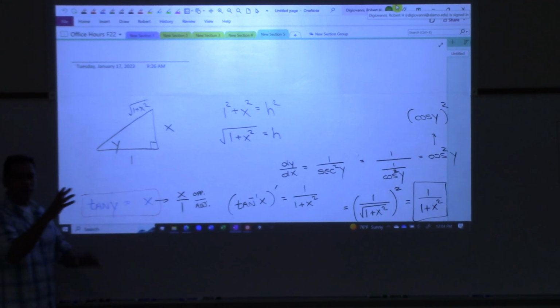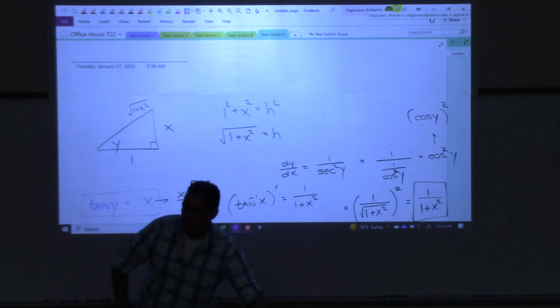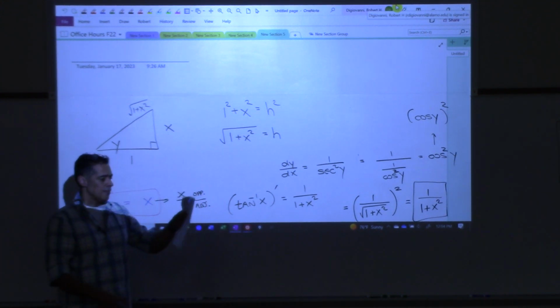So I've shown what the derivative of 2 of the inverse functions are, right? There are 6 inverse functions. They all have their own derivatives, and they're all on this sheet. I'm not going to prove the rest of them. You should know they're here, okay?